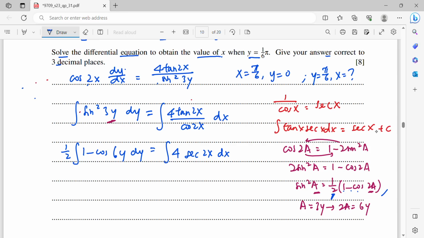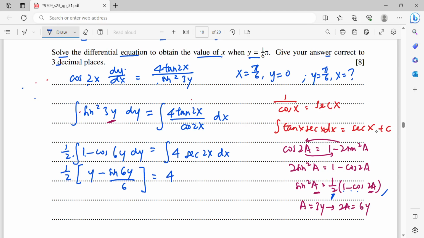Now, we are able to integrate all the terms. So half remains. Integrate 1 dy, it will be y. Integrate negative cos, so there is a negative sign. Rewrite 6y, then differentiate 6y, so it will be over 6. For the right hand side, factorize the 4.